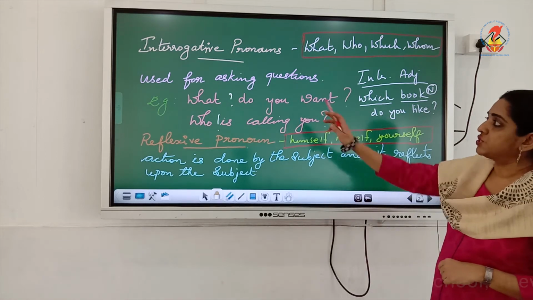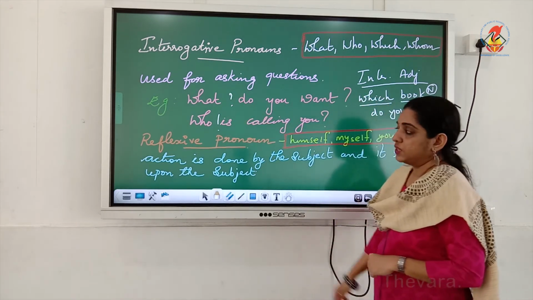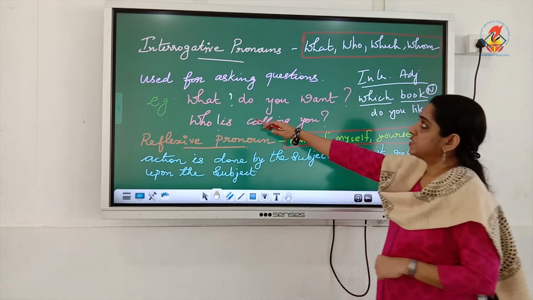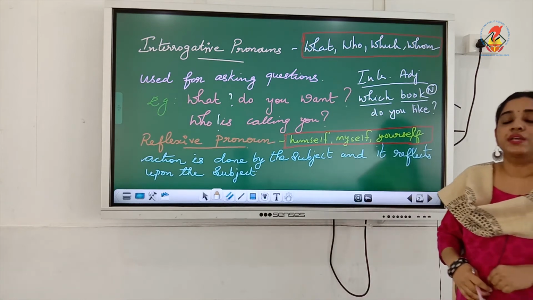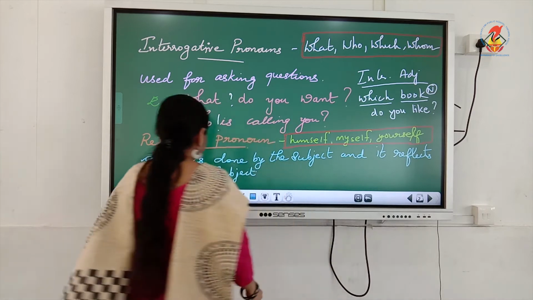The other one is an interrogative pronoun. Here you cannot see any nouns, is it? It's followed by verbs. So, if it is followed by verbs, it is an interrogative pronoun, and if it is followed by a noun, it is an interrogative adjective. These are the basic differences.